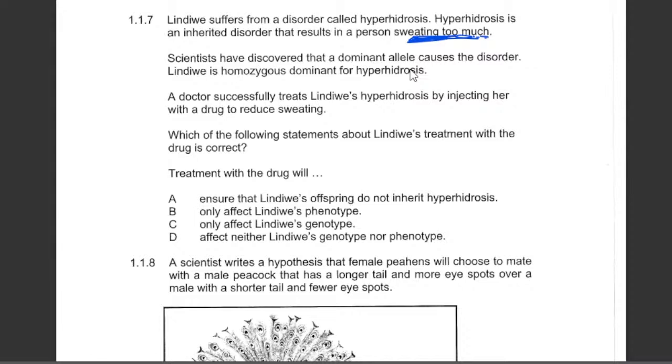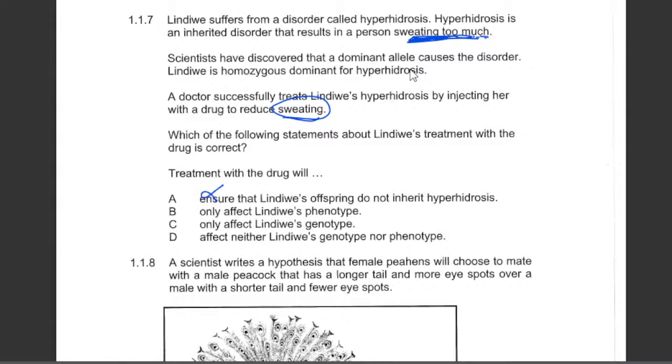The doctor successfully treats Lindewe's condition by injecting her with a drug to reduce the sweating. Which one of the following statements about Lindewe's treatment with the drug is correct? Treatment with the drug will ensure that Lindewe's offspring do not inherit. You did not change the DNA, so this one is wrong.